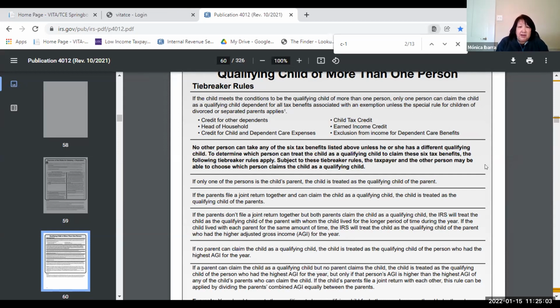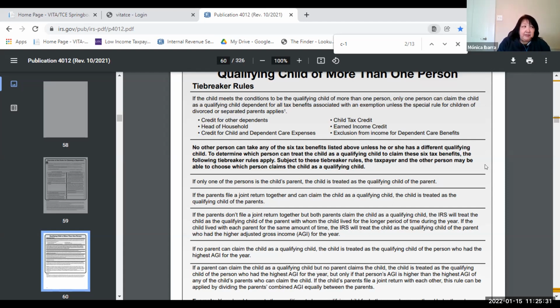So our job is not to look at these agreements and evaluate whether or not they're valid. The taxpayer will provide you with the information as to whether or not they are the ones who are entitled to claim the child. And then we just ask the questions to make sure that they are eligible to claim the child.